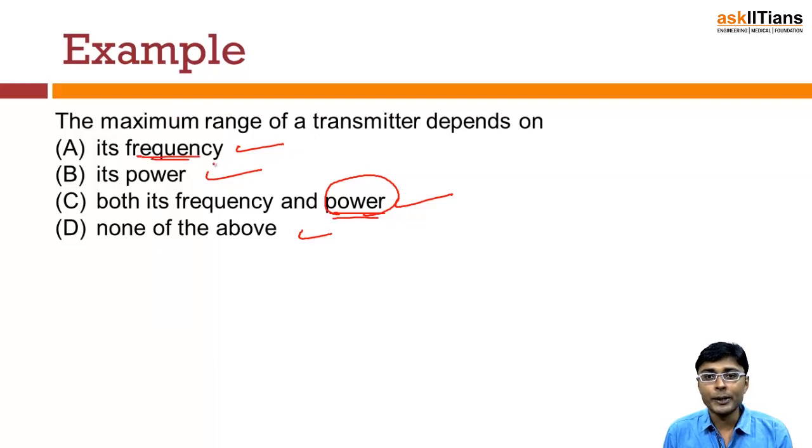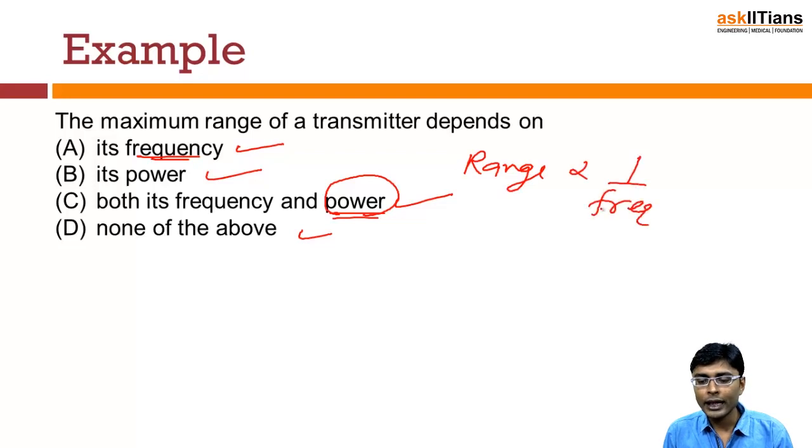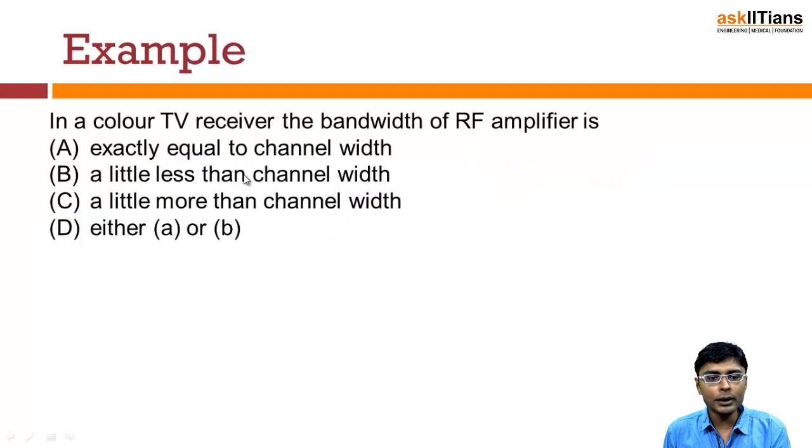Second thing, frequency. We will see in the other parts that frequency is also a factor on which the transmission range depends, and it is an inverse relation. The range is inversely proportional to the frequency. That means as the frequency increases, the range decreases, and as the frequency decreases, the range increases. So we can say the range of a transmitter depends on both the frequency and the power. Fine, let us move on to another example.